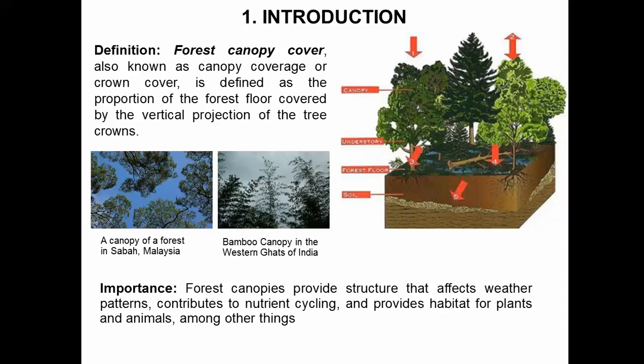The forest canopy cover, also known as canopy coverage or crown cover, is defined as the proportion of the forest floor covered by the vertical projection of the tree crowns. It has a very important role in the ecosystem as it provides structure that affects weather patterns, contributes to nutrient cycling, and also provides habitat for plants and animals, among other things.